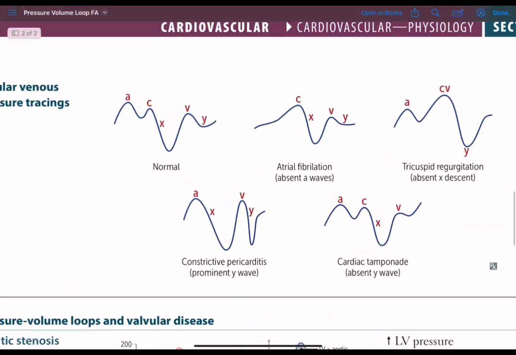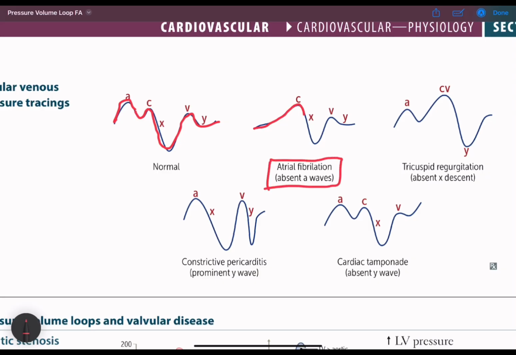So this is normal jugular venous tracings. We have A wave followed by C, X descent, V wave, and Y wave. Now what happens in atrial fibrillation? We have absent A waves. We have C wave followed by X, then V, Y, again we have C wave, X. In normal tracing we have three peaks, A, C, and V, while in AFib we have C peak and V peak. This is due to the absence of A waves.